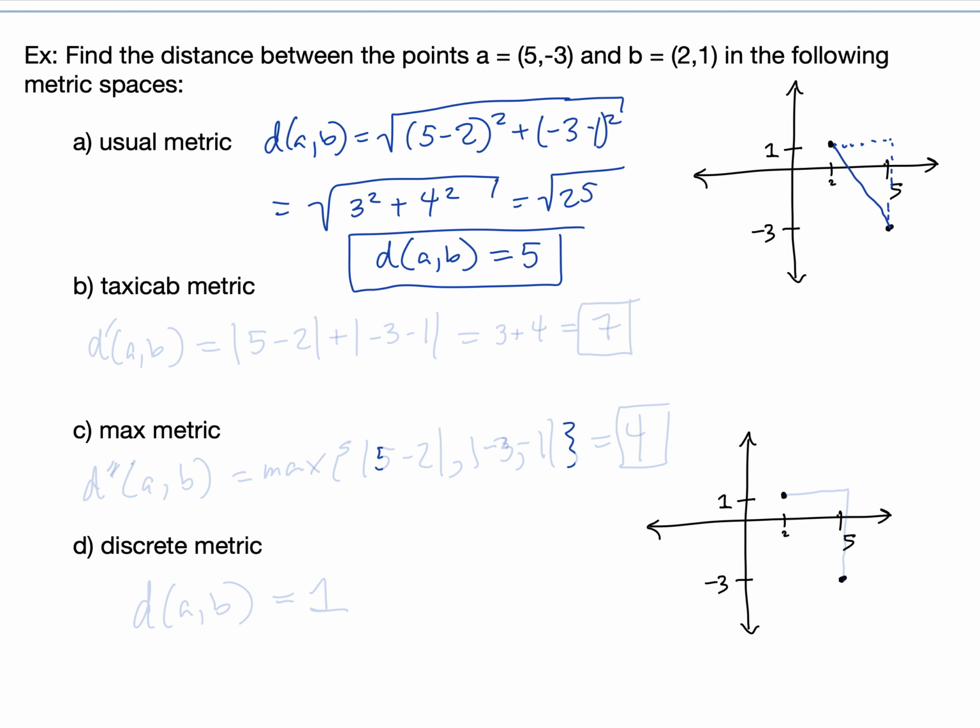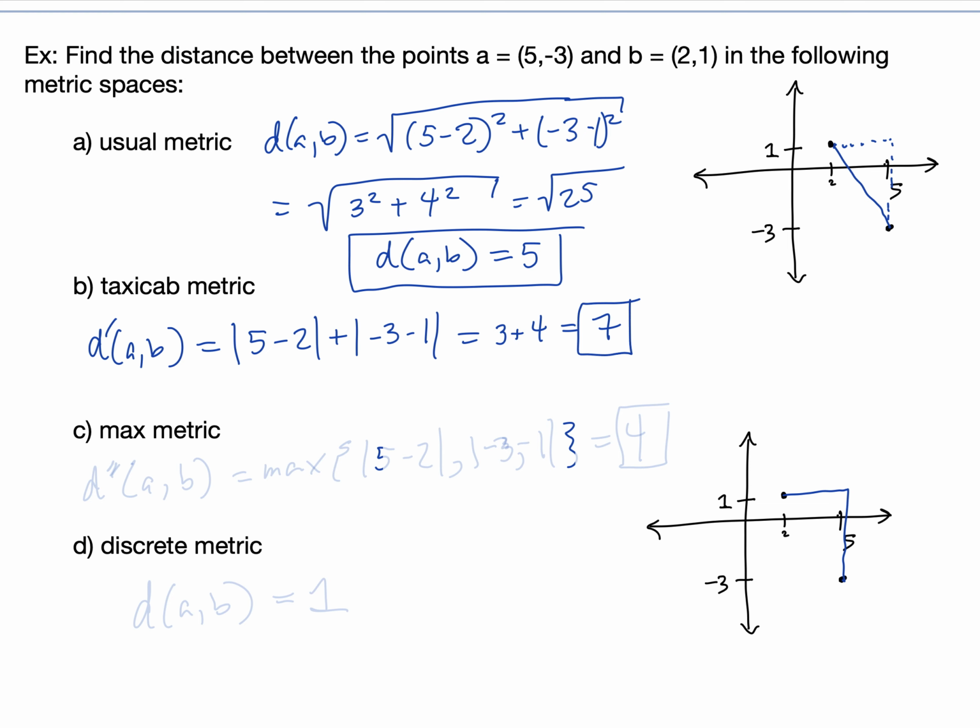What about in the taxicab metric? Now we're instead interested in just the x-y path between those 2 points. And so the distance between A and B in the taxicab metric is going to be given by the distance in the x direction plus the distance in the y direction. And so that's 3 plus 4, that's 7 in the taxicab metric.